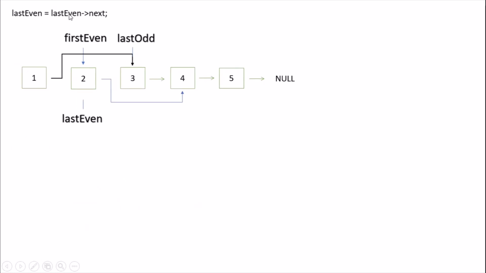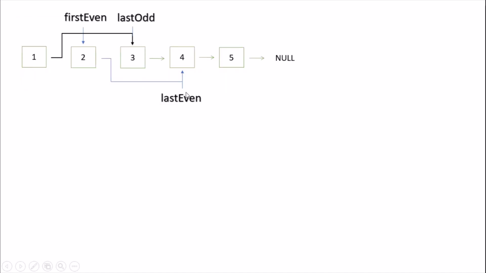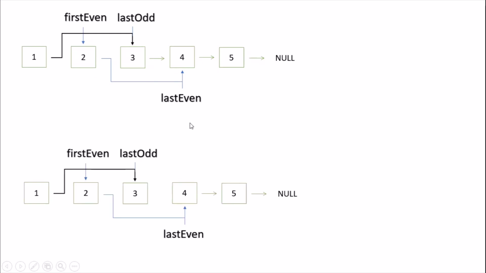So we do this by putting the last even's next value in last even. So we updated last even as well. Now our first iteration is complete. We do it until our while loop's condition holds, that is the last odd's next or last even's next should not be null, or in other words, there are at least 2 nodes still unprocessed in our linked list. Okay, so this was our result after the first iteration.